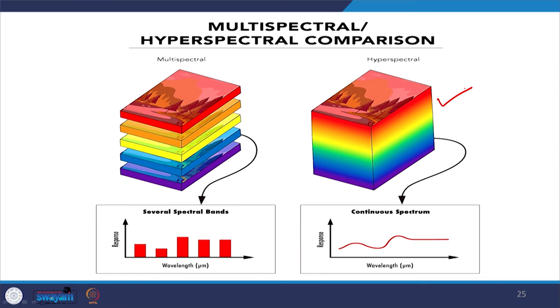Whereas from the multispectral data, I have a maximum of 10 images. So these are those images which are shown. If I draw wavelength versus the response curve, I can see these bar diagrams, but this is a continuous spectrum. So there is a continuum spectrum if I draw wavelength versus response. If I stack them together, this is a hyperspectral cube of the data.